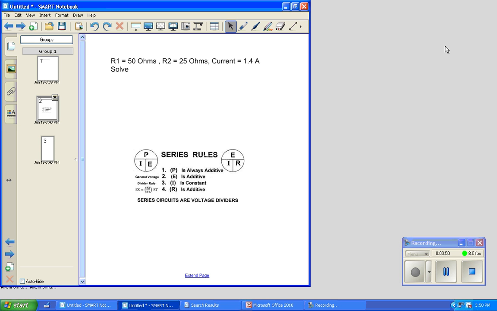So what we're going to do is draw a resistor here and a resistor here. Boy, that's a really bad resistor, and a really bad drawing for a battery. Okay, so now we know that this is a 50 ohm resistor right here, and this is a 25 ohm.